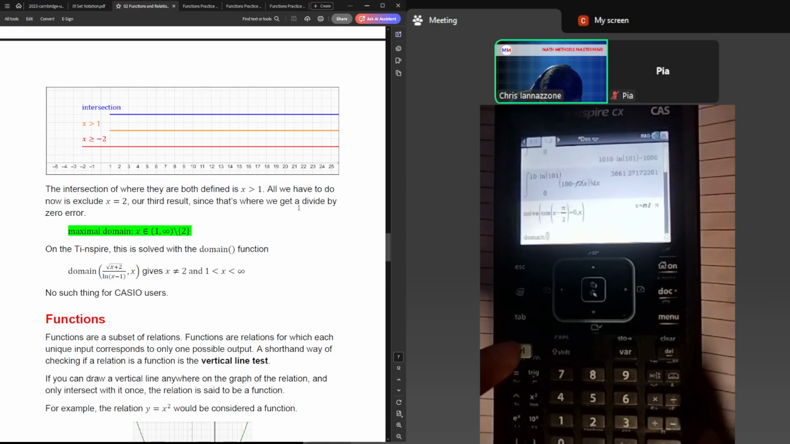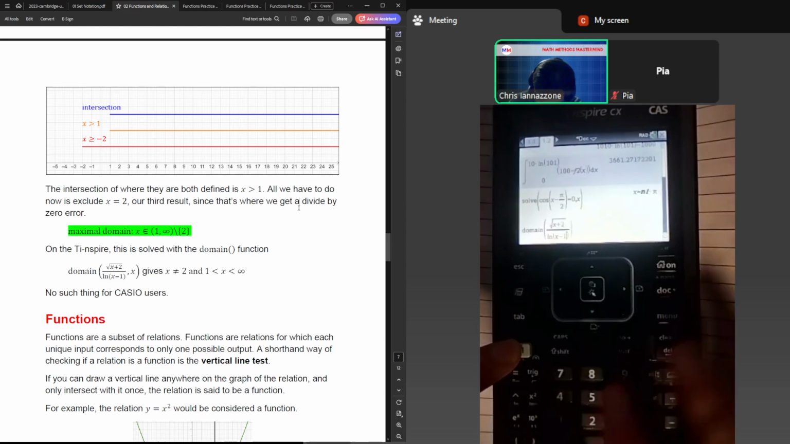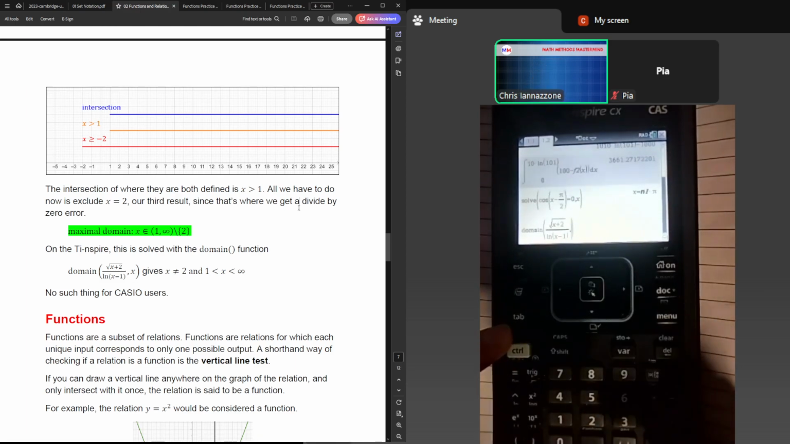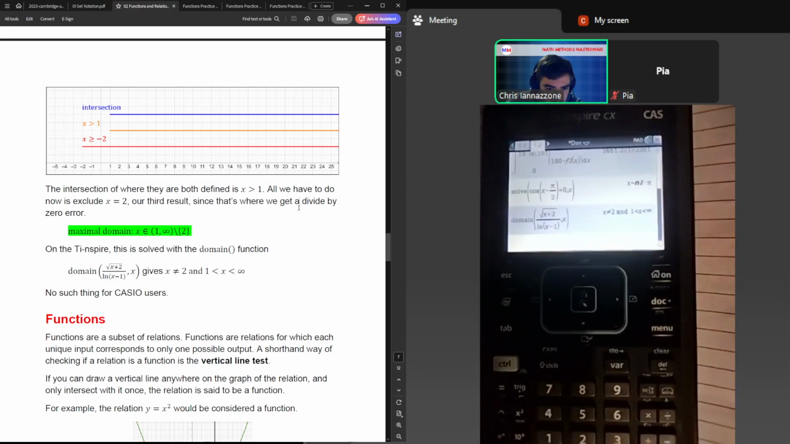So if I put in the full thing that we had, square root x plus 2 over natural log x take 1, comma x, that gives you x does not equal 2, and x is between 1 and infinity. So all you got to do is reword that a little bit better to be in the actual set notation when you put it down as an answer. That's by far as tough as those are going to get.